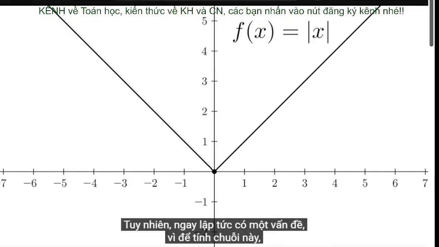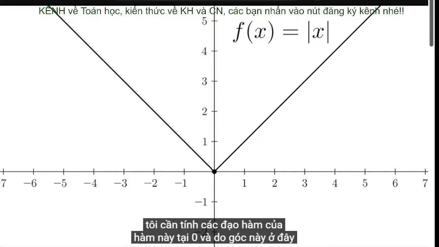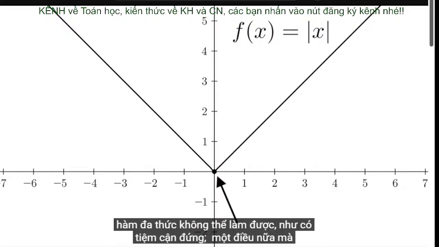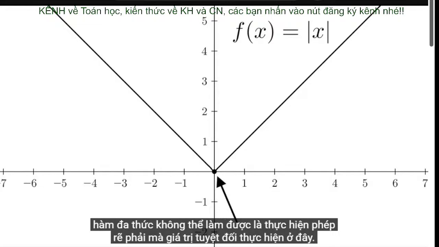Immediately, though, there's a problem, because in order to calculate this series, I need to calculate the derivatives of this function at 0. And owing to this corner here, absolute value of x does not have a derivative at x equals 0. We talked earlier about things polynomial functions can't do, like having a vertical asymptote. Another thing that polynomial functions can't do is make this right turn that absolute value does here.